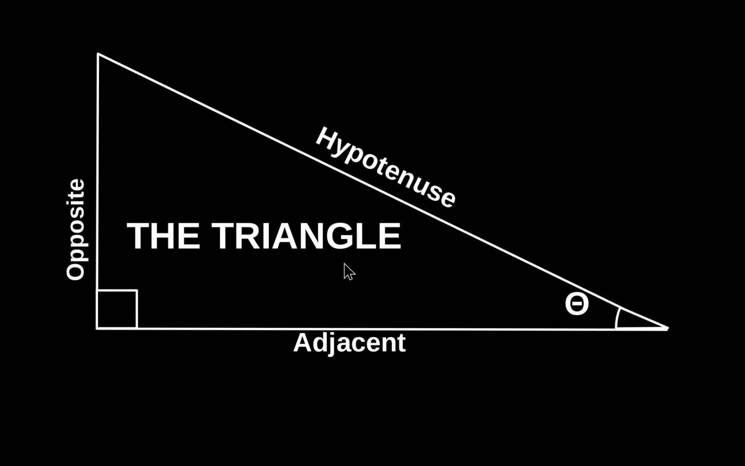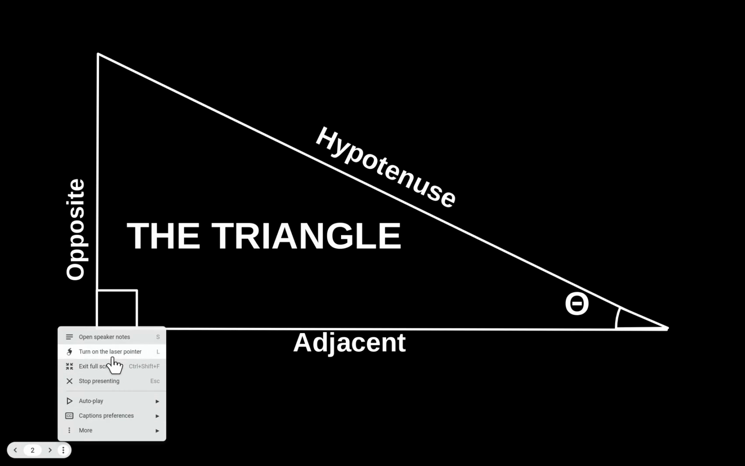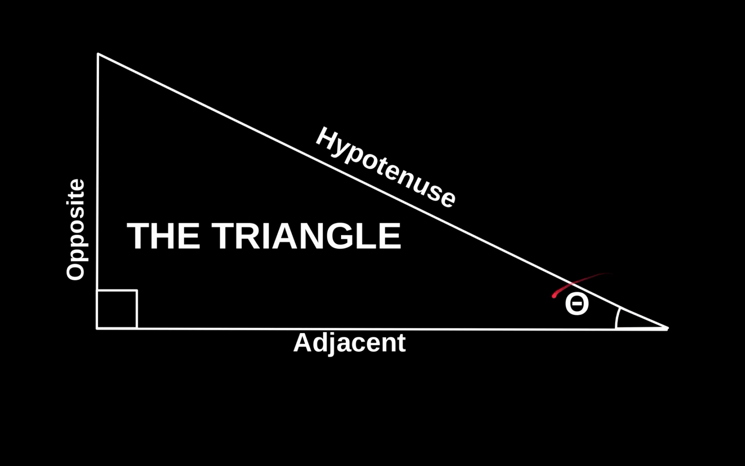So let's start with our triangle. We're going to do everything in terms of this angle over here, theta. Let me get my laser pointer. Yes, there we go. So now we have our angle theta. That's what this circle with a line in between means, and that's what we're naming this angle on the side. One thing you might have noticed is that there's a square right here. This means this is a right triangle.